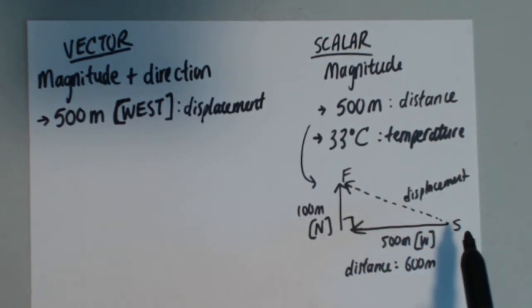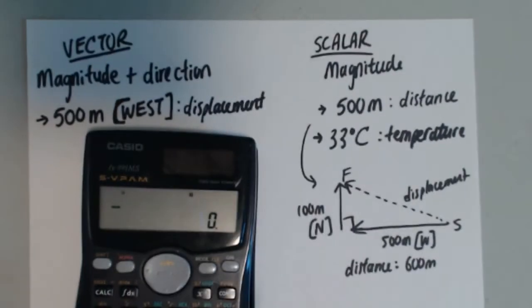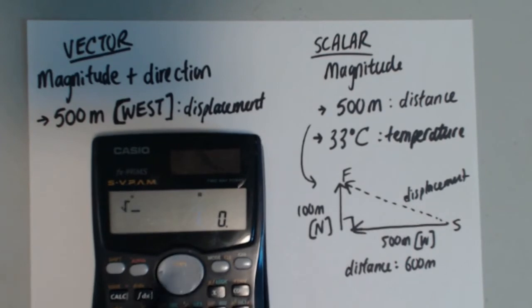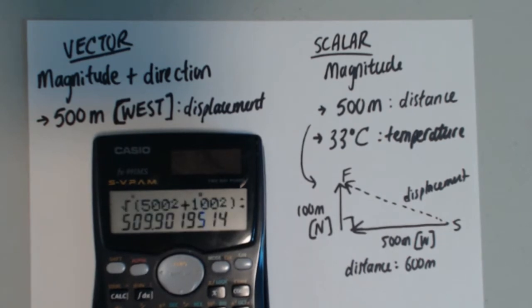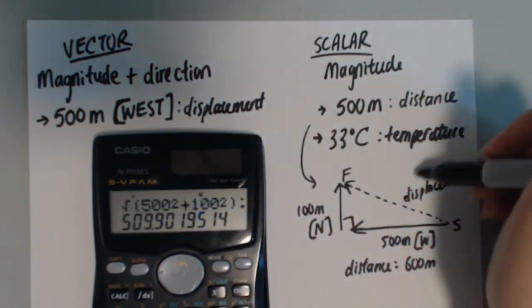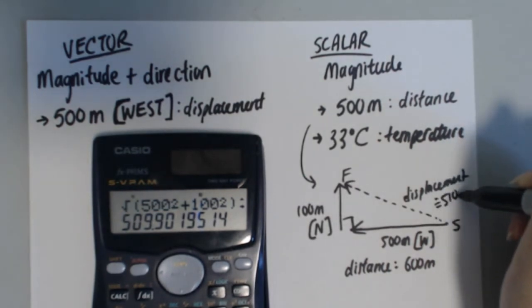But it's certainly not going to be exactly 600. I doubt it. Well, actually, we can determine it right now. Let's grab our calculator. The displacement is going to be the square root of, let's do this whole thing in brackets, 500 squared plus 100 squared. Okay, so that's 509.9, so approximately 510 meters.